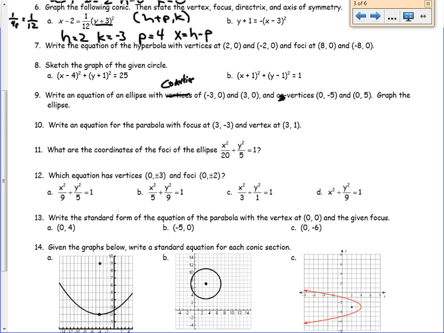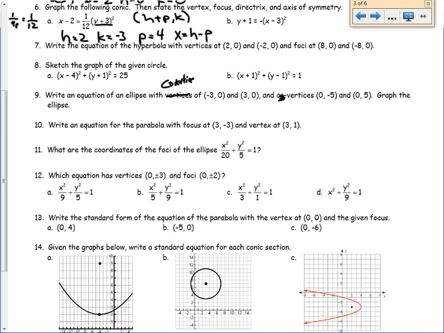Okay, so when it says the co-vertices are plus or minus 3, 0, that's plus or minus 3, 0 for my co-vertices. My vertices then become 0, plus or minus 5. Well, the co-vertices would then be H plus or minus B. B goes with a co-vertice. And A goes with H, K plus or minus A.